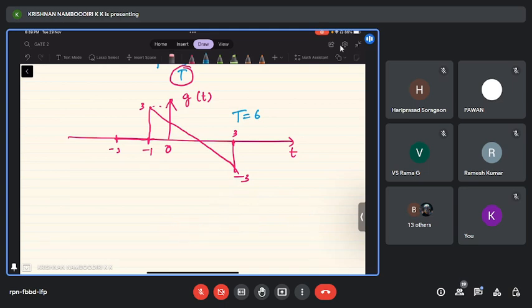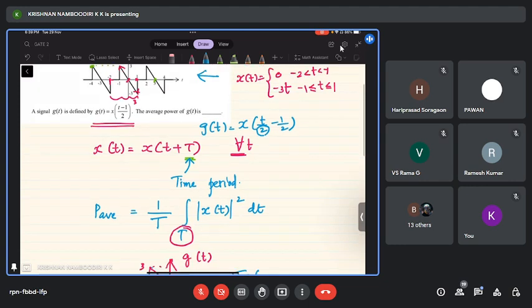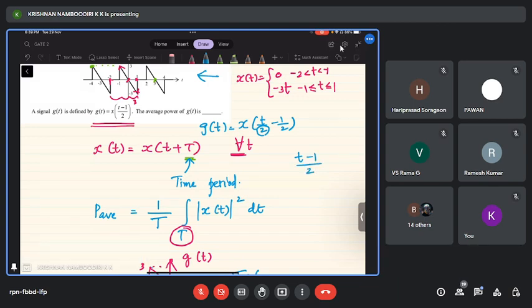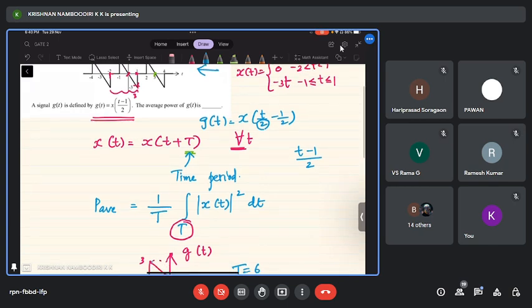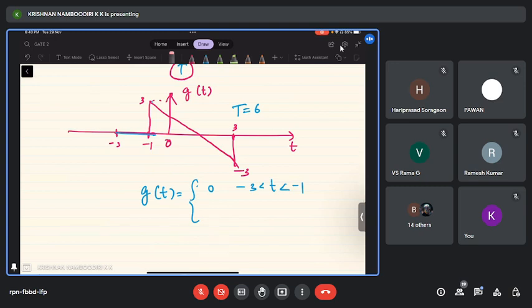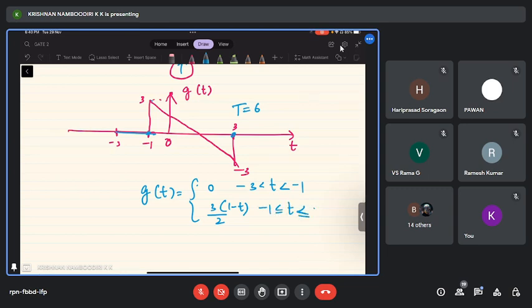Now we just need to find out g of t equal to 0 when -3 less than or equal to t less than -1, correct? And then it has a value. What is this value? Here it was -3t, right? You just need to replace t with t minus 1 by 2. So g of t equals minus 3 into t minus 1 by 2, which you can write as 3 by 2 into 1 minus t, when minus 1 is less than or equal to t less than or equal to plus 3.